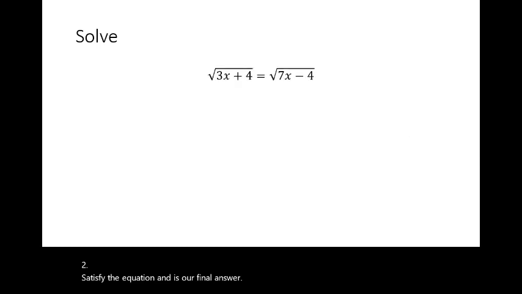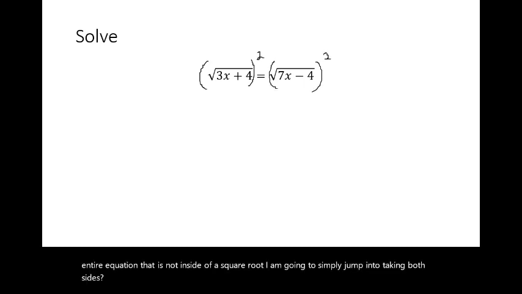Now for this next one, if you have two separate radicals, as long as they are by themselves on each side of the equation, this one is still pretty doable. Now there's no isolating the radical here. That's not really possible. We've got two of them. But what we are going to do, since you notice that there is nothing in this entire equation that is not inside of a square root, I am going to simply jump into taking both sides, wrapping both sides in parentheses, and squaring both sides.